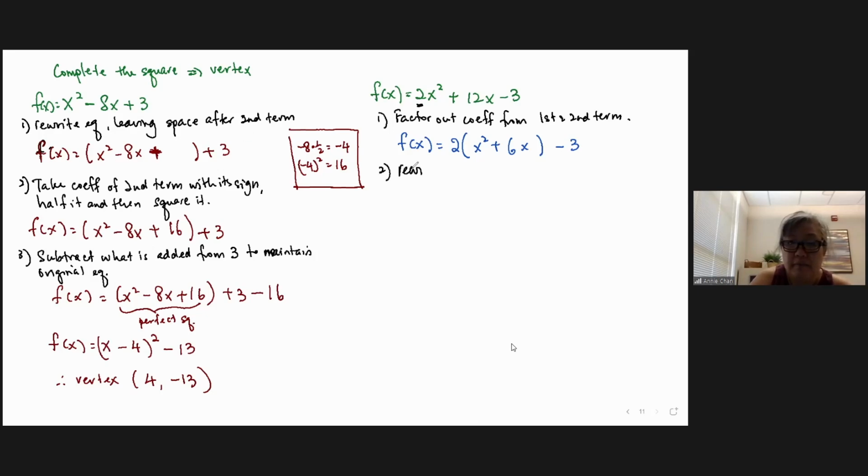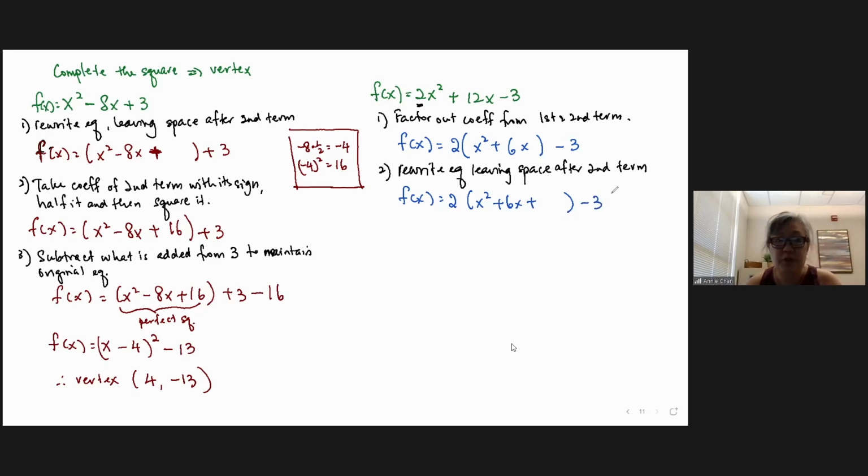Rewrite the equation, leaving space after the second term. So it'll be f of x equals 2 times x squared plus 6x plus, leave space, minus 3. So far, so good?